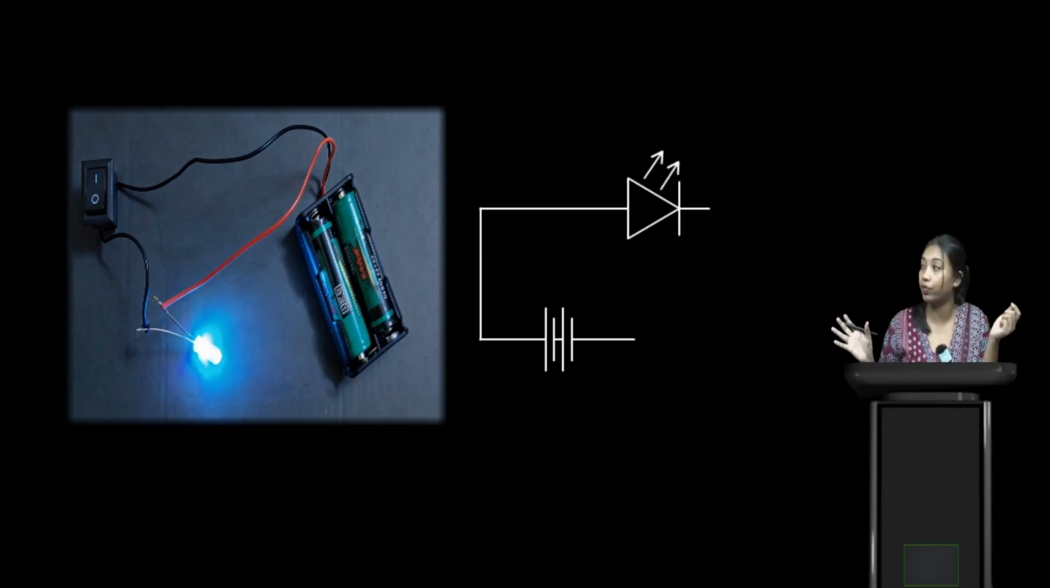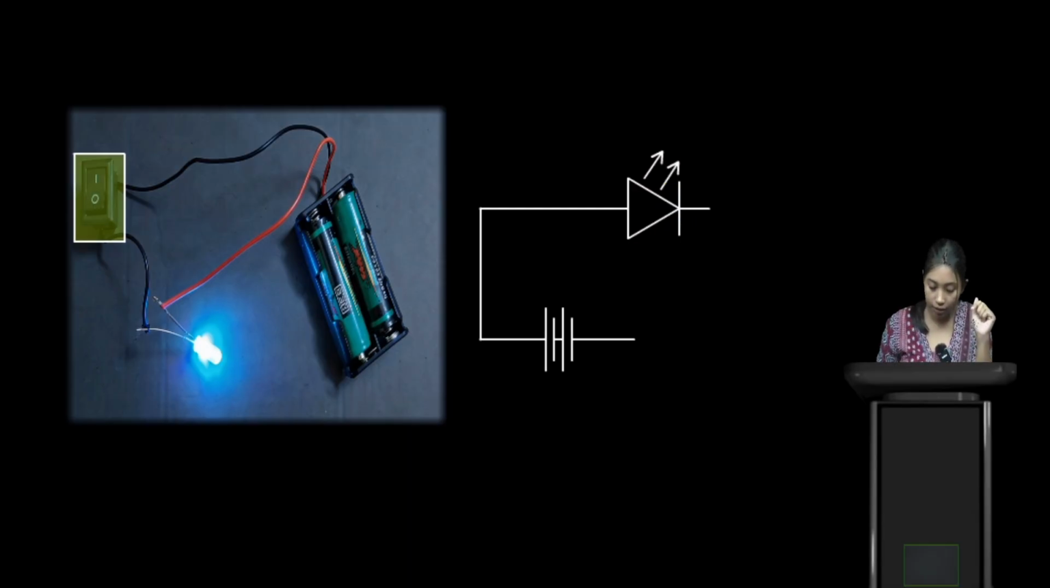Exactly, this was the symbol we were using for the LED light. When there is one triangle and two arrows, that symbolizes that the light is glowing. The triangle denotes the direction of the current flow.